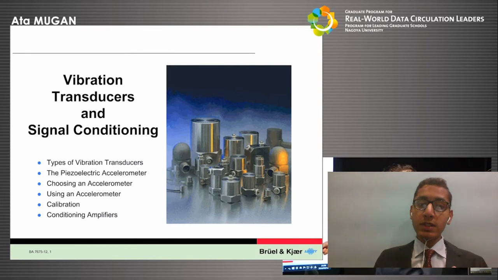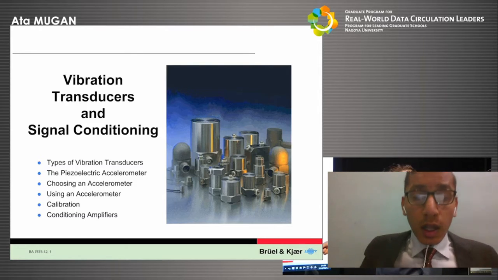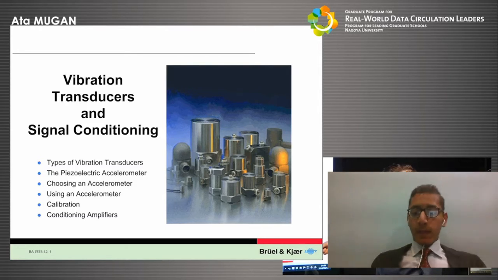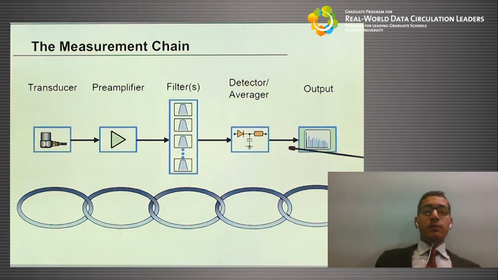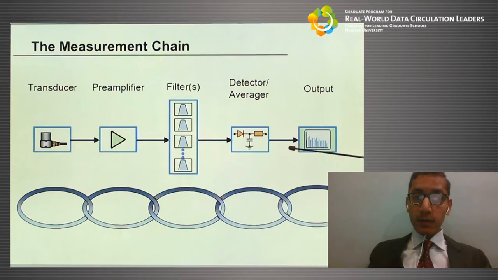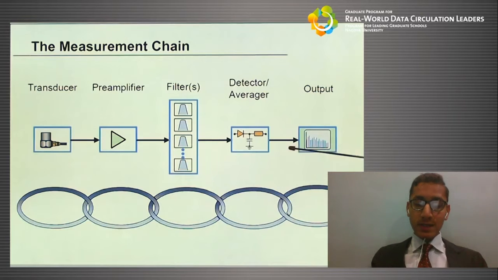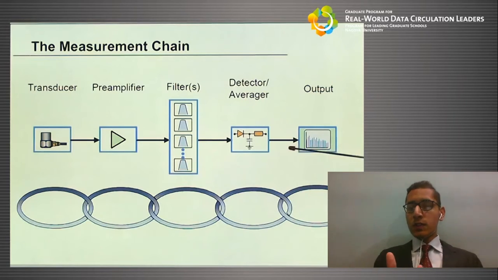Now we have vibration transducers and signal conditioning. Let's move on. First of all, we have the same measurement chain that we have been discussing from our first video. This is an important chain, and the processes are very useful to us to obtain our required output.